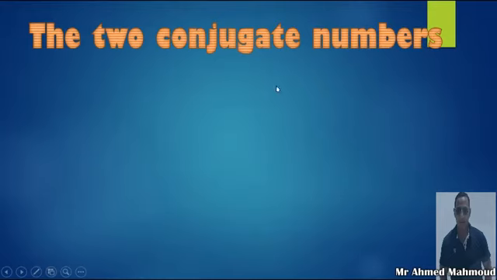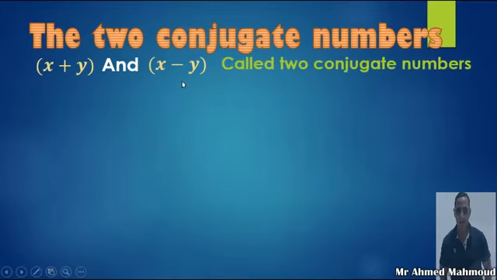The two conjugate numbers: if we have a number like x plus y, this one is called a binomial. It's formed from two terms, x and y. And another number like this, x minus y. Here, x plus y and x minus y, we have the same numbers, but the difference is the sign in the middle between them. Then those two numbers are called two conjugate numbers.